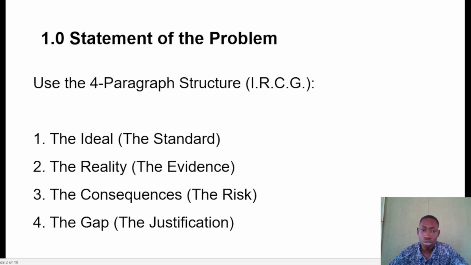So after letting us know what the reality is, you now let us know what the consequence is. For example, now we know that if a pregnant mother does not take folic acid properly when she's pregnant, it can lead to neural tube defect in the child when the child is born, and that is fatal. Neural tube defect is very, very fatal.